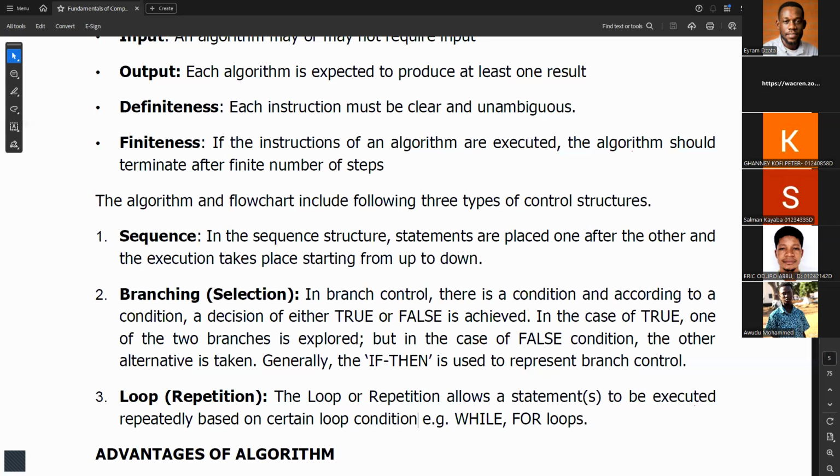Maybe 90 out of 100, then you give the student A. If the student had, let's say, below 90, the student will have B. Is it the same thing as the branching or the selection? Yes, it's the same thing. Oh, okay. Thank you, sir. So that's the same approach.